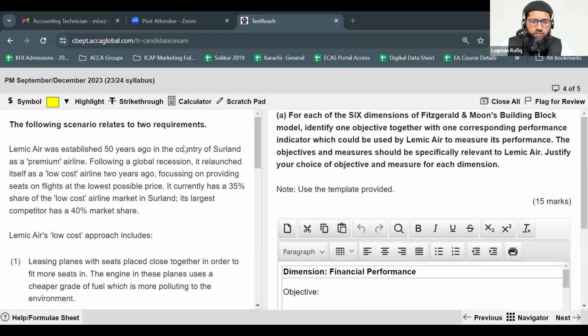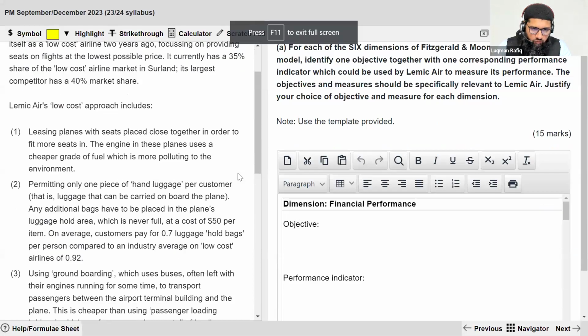We are going to start off discussing performance management again. Today I'm going to do additional examination questions pertaining to the performance management area. The first question I'm going to start off with is a past examination question from the December 2023 examination paper.